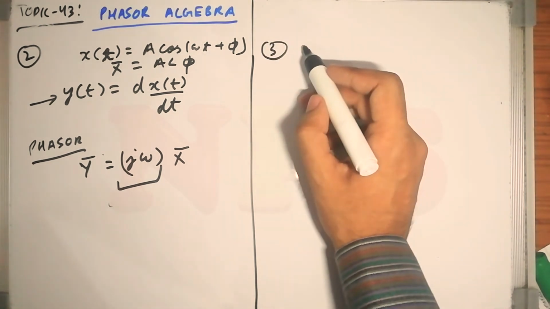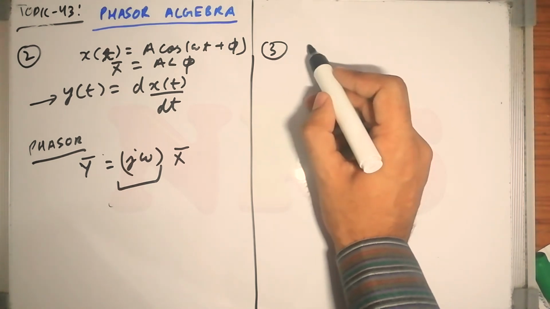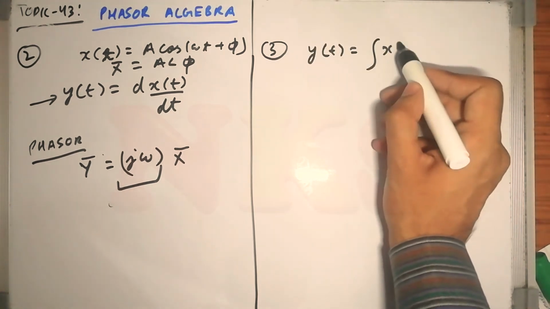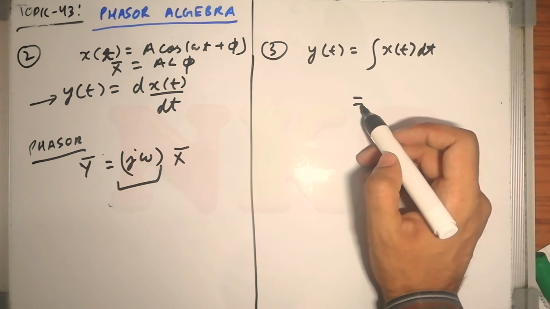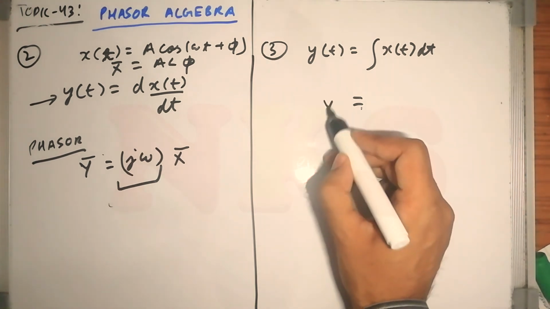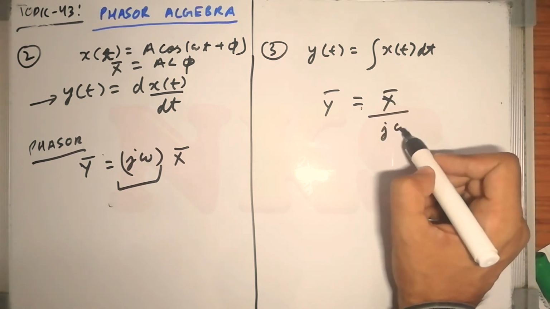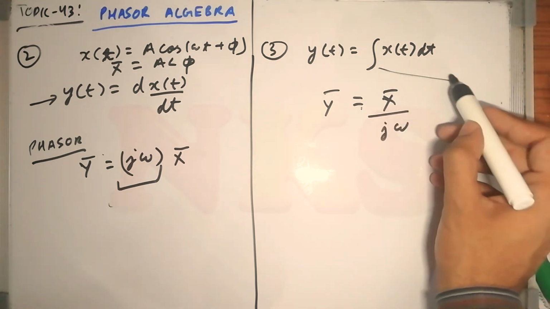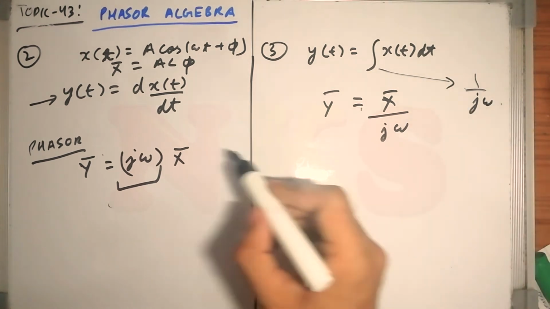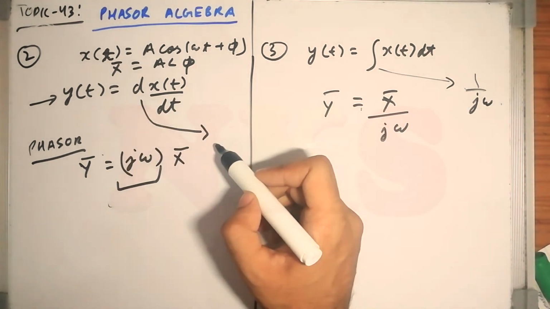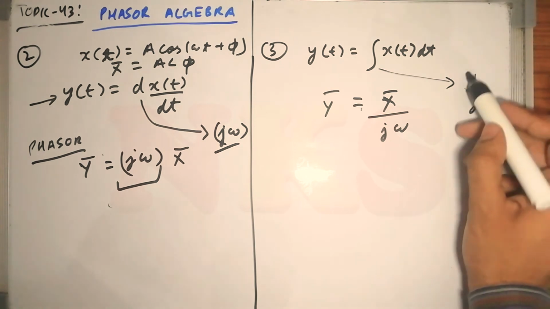Now for integration, if your signal is again the same signal and y(t) is the integration of x(t) dt, then your y bar will be equal to x bar, that is this phasor, divided by j omega. So for integration in phasor, you multiply with 1 upon j omega. When you do differentiation in the phasor domain, you multiply with j omega. So this you need to remember.